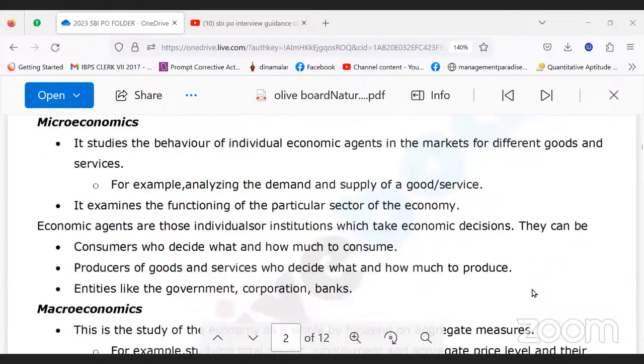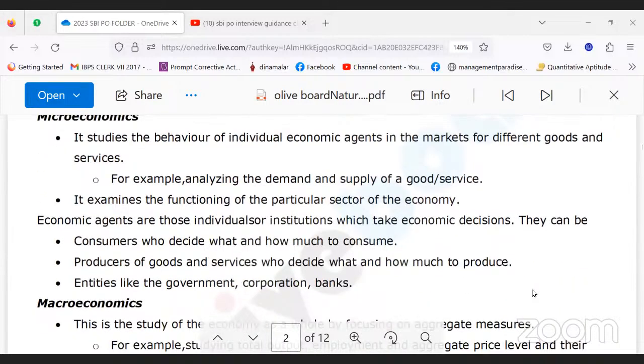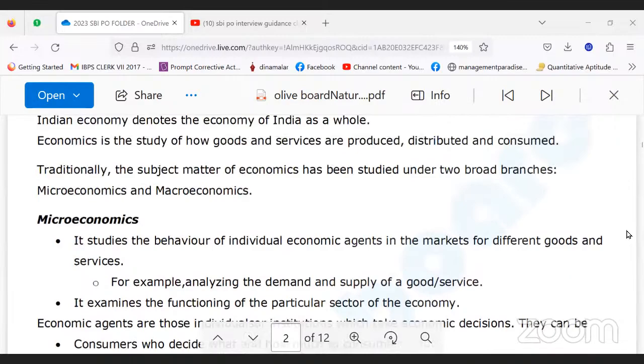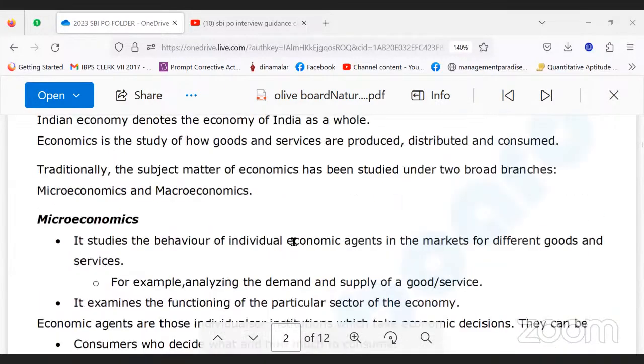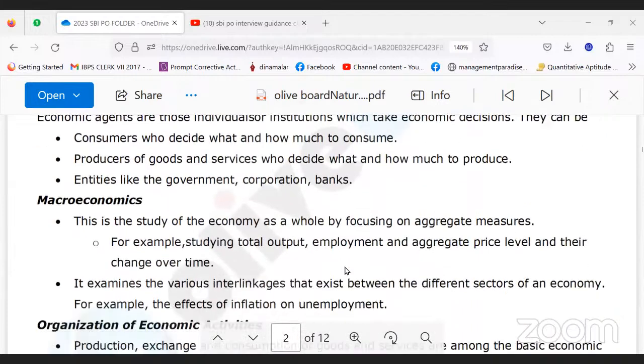Economic agents are those individuals or institutions which take economic decisions. They can be consumers who decide what and how much to consume, producers of goods and services who decide what and how much to produce, and entities like the government, corporations, and banks. This is microeconomics. Now go to macro.